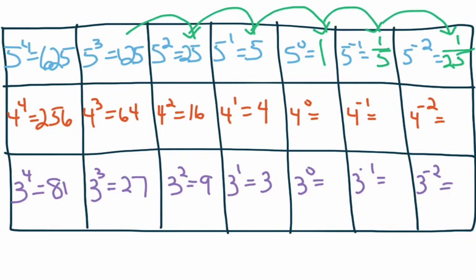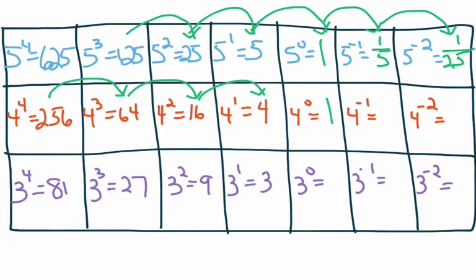To get from 256 to 64, again, we're going to divide by 4. So to get from here to here, we divide by 4. Same thing here, divide by 4, divide by 4 again. So now, if we're going to go from 4 to our value for 4 to the 0 power, we're going to divide by 4 again. 4 divided by 4 gives us 1.